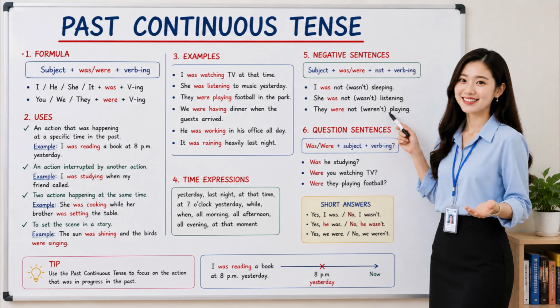Common time expressions. The past continuous is often used with at 7 o'clock yesterday, at that moment, yesterday, last night, while, when, all morning, all afternoon, all evening.